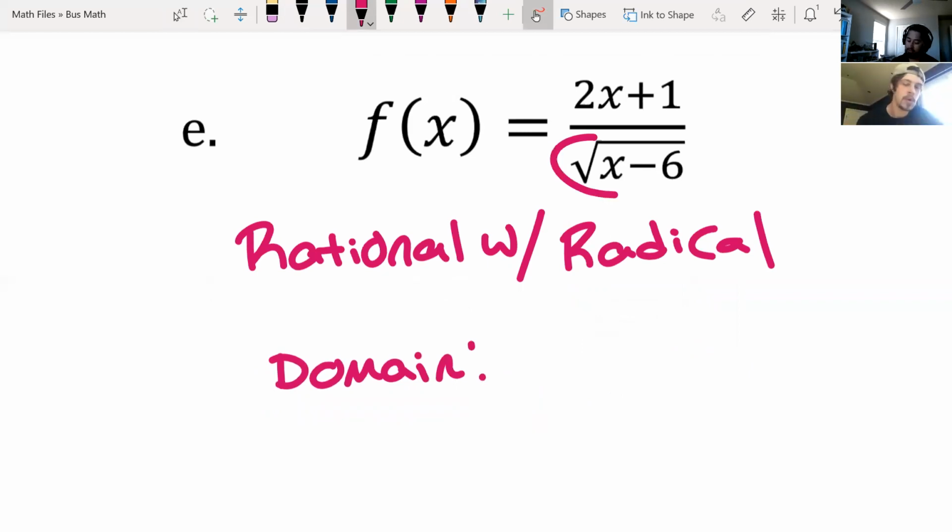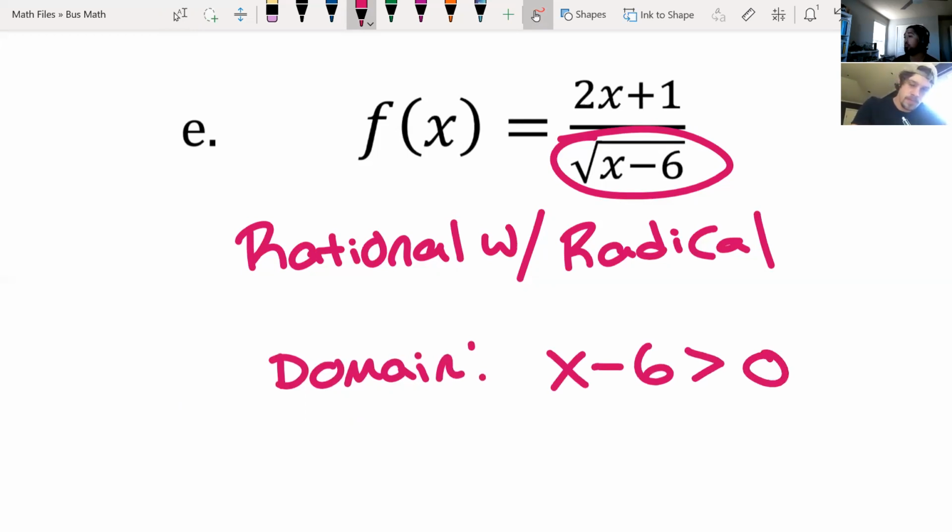we look at the denominator and we have a square root and it's in the denominator. So all we have to do here is set x minus 6, and normally we would set it greater than or equal to 0. But in this case, I can only set it greater than 0. Why is that? Think about a fraction. What number can never be in the denominator? 0. So can I actually set this equal to 0? No. So this one's a little tricky, right?